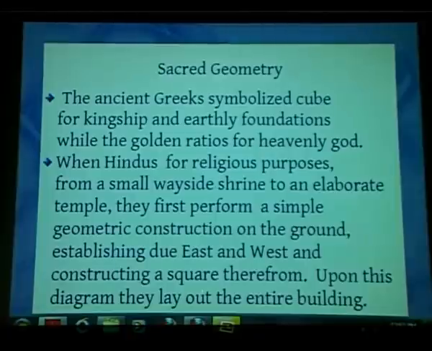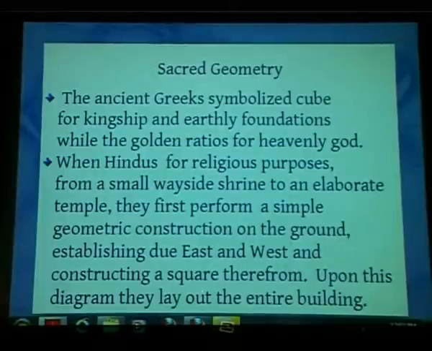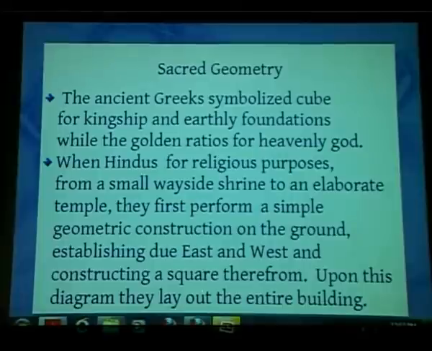These numbers are interesting because of sacred geometry. In ancient Greece, all the buildings and structures that symbolized palaces and things related to the king always had a model in a cubic shape, and for building a god's temple, they always maintained a ratio which is called the golden ratio.